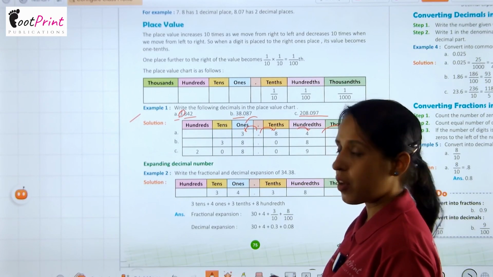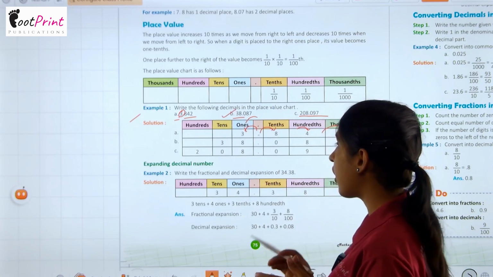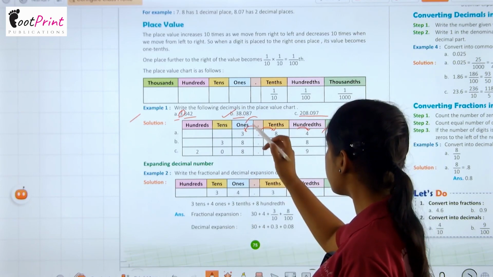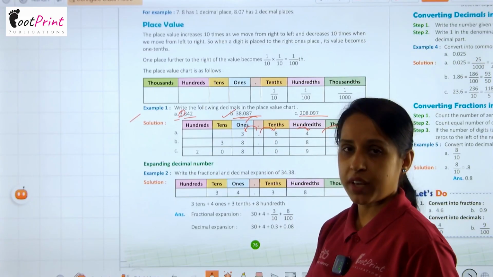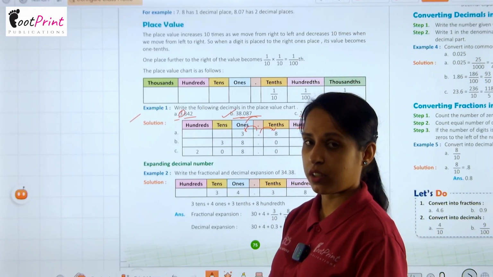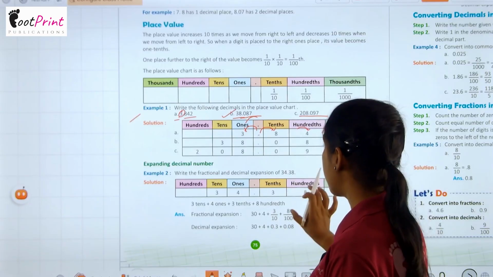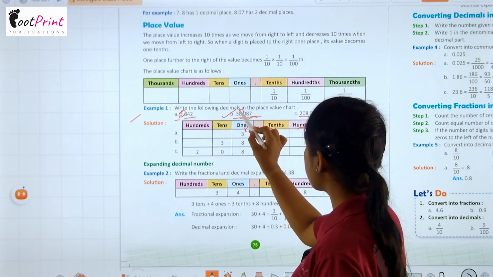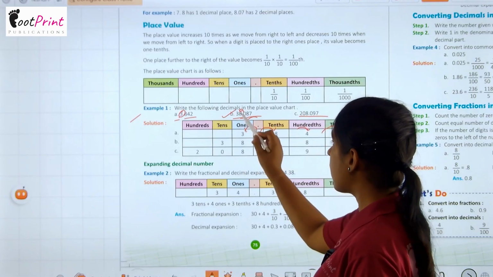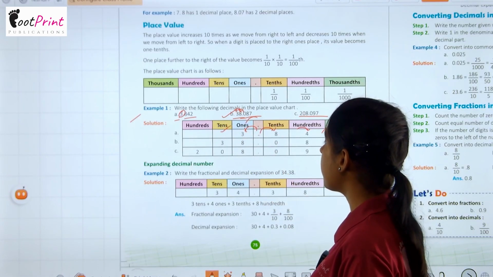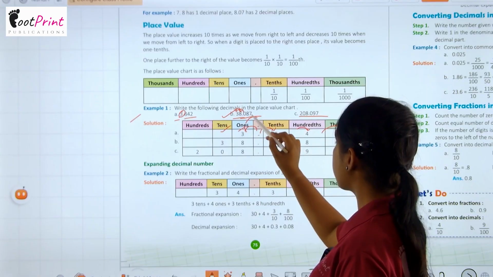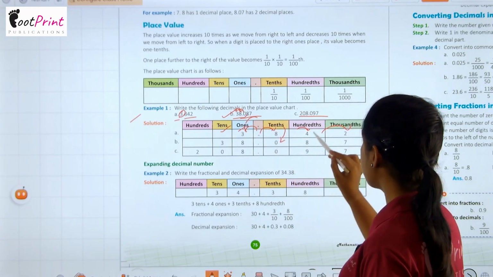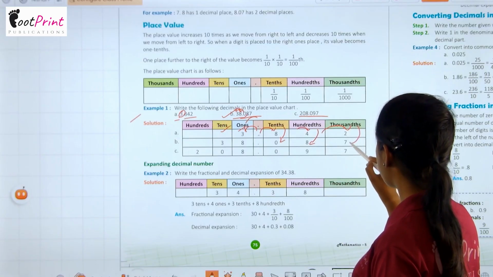In the same way we have option B, that is 38.087, not 87, because we learned that after the decimal we read the digits, not as a number. Okay, so here we have the decimal, and on this side of the decimal we have ones, then tens. So that is 3 tens, 8 ones, after that tenths will be 0, 8 hundredths and 7 thousandths.